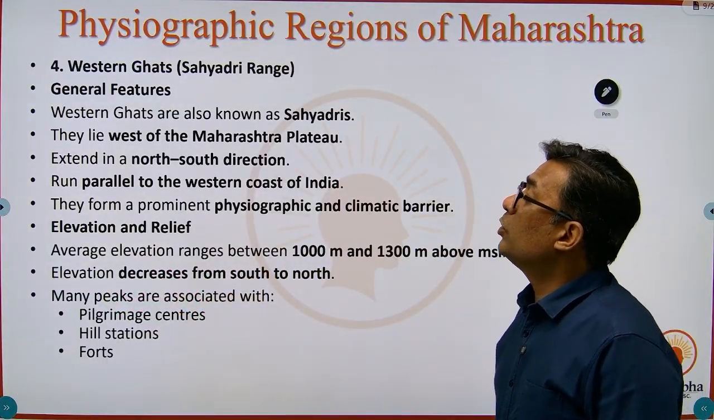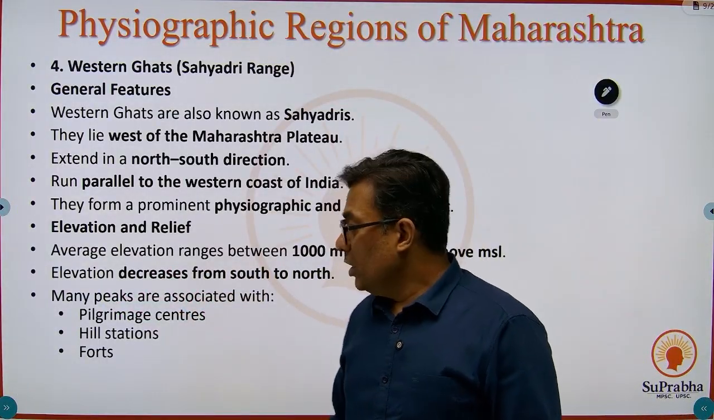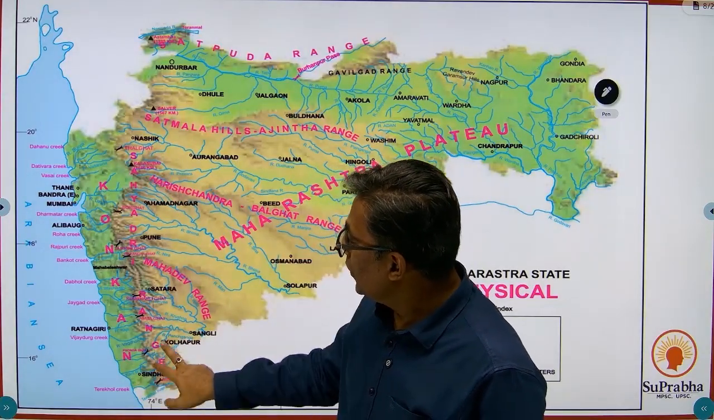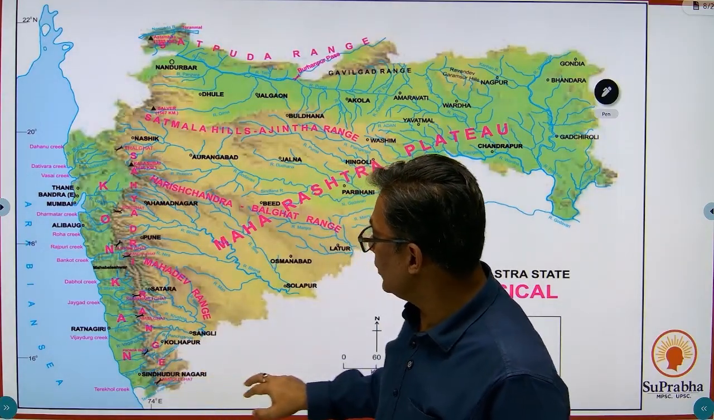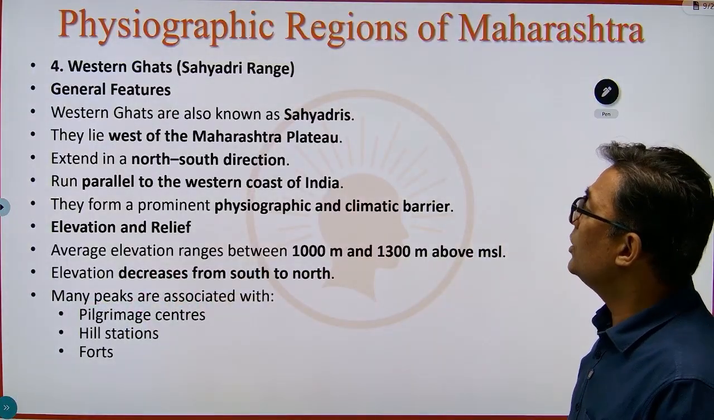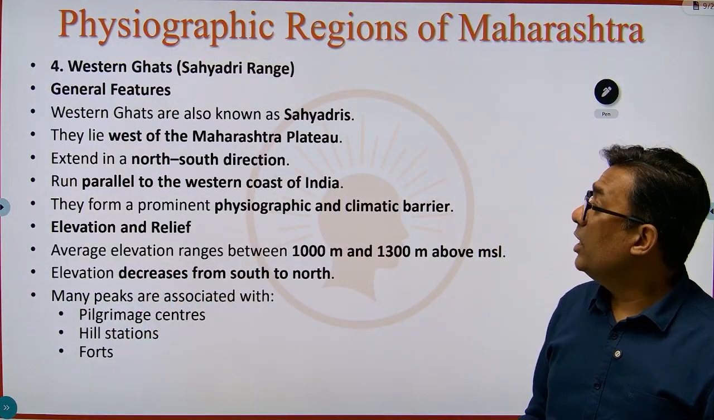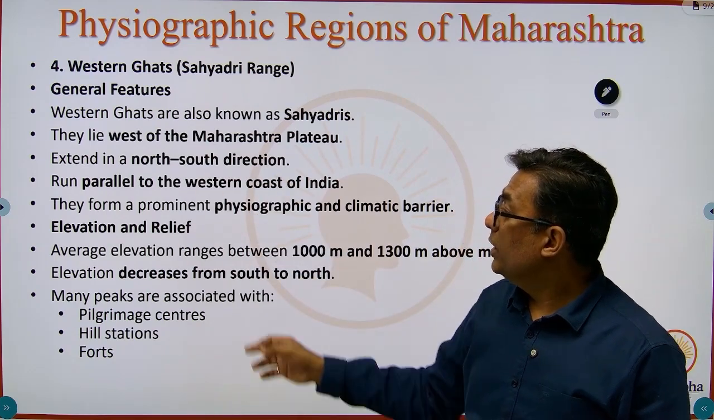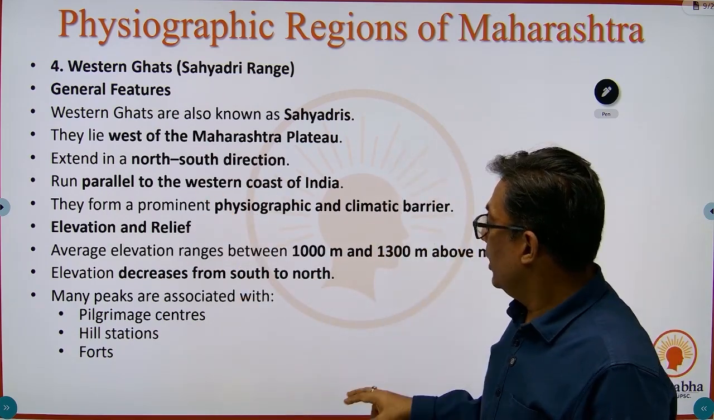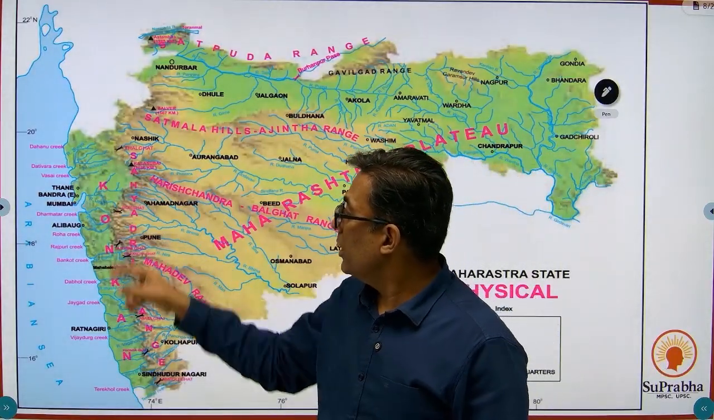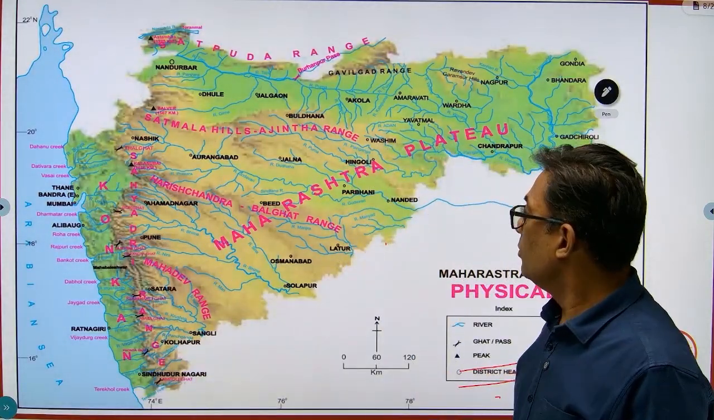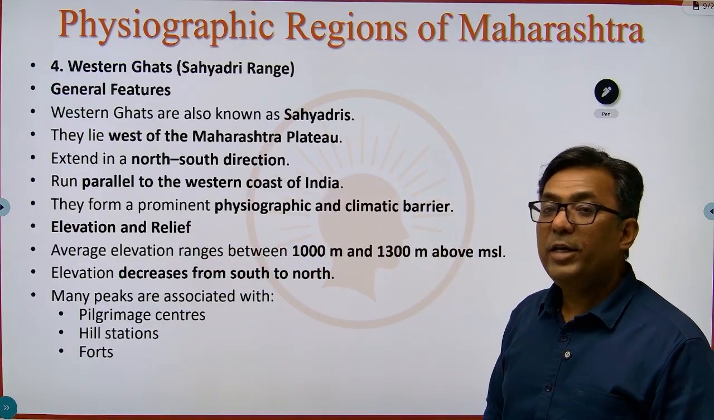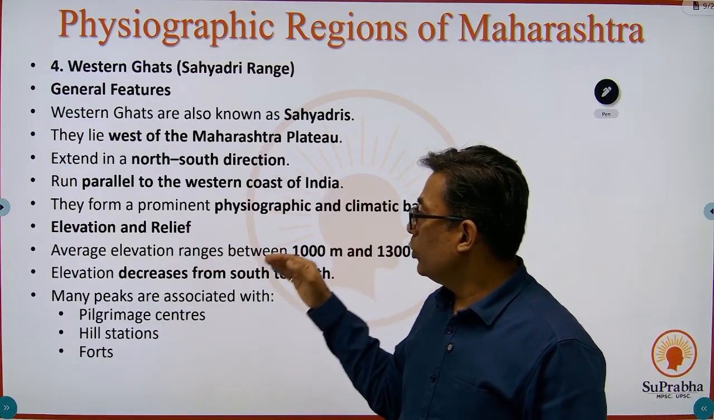Okay, the next physiographic region is the Western Ghats. This is the Western Ghats. So the second physiographic region of Maharashtra is the Western Ghats. General features: they are also known as the Sahyadris, they lie to the west of the Maharashtra plateau and extend north to south. They run parallel to the coast of India. So if you look at it, this is the coastline and they run parallel to the coast. They form a prominent physiographic and climatic barrier. This part we will come to later.